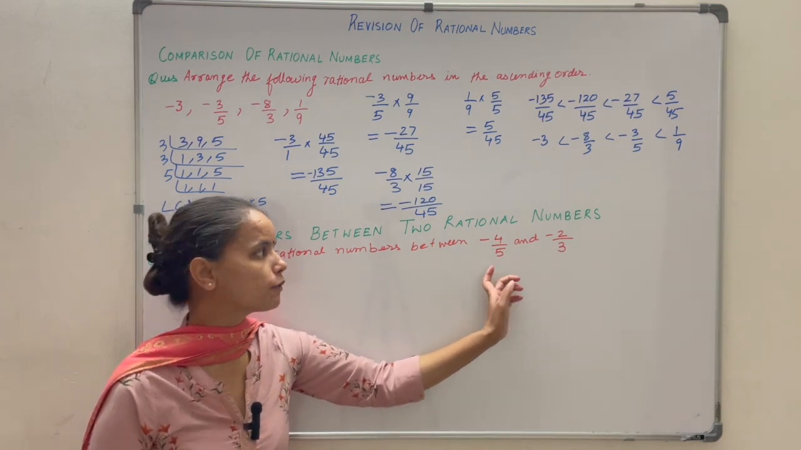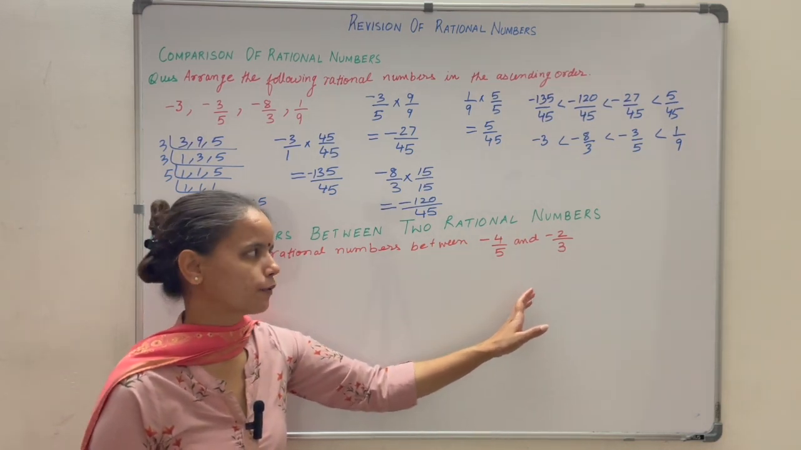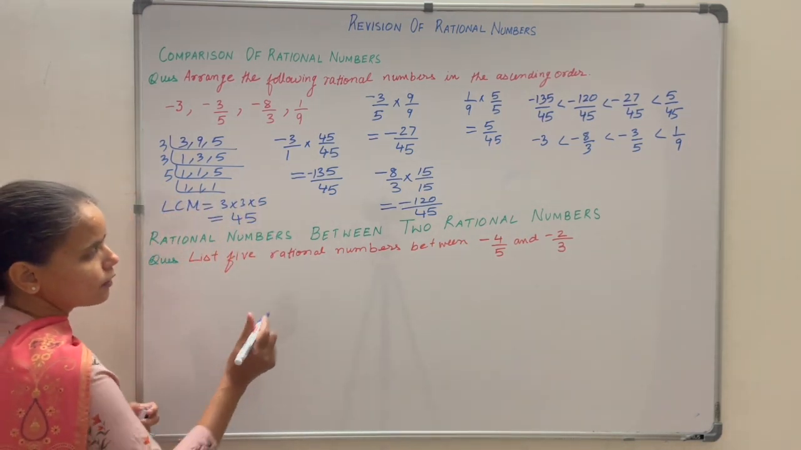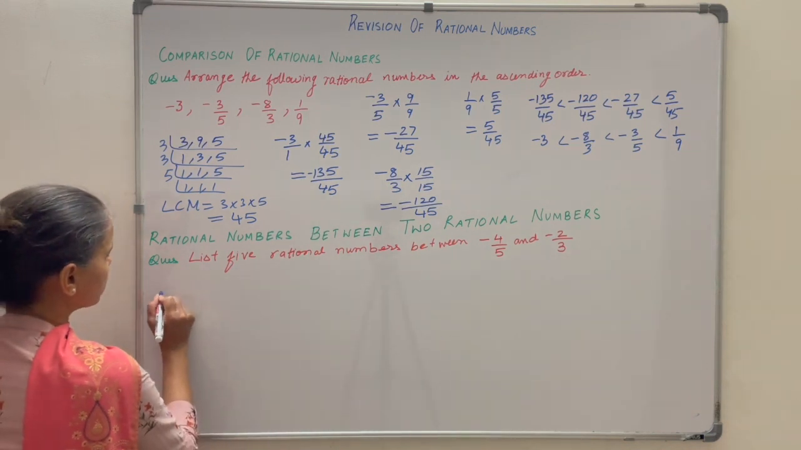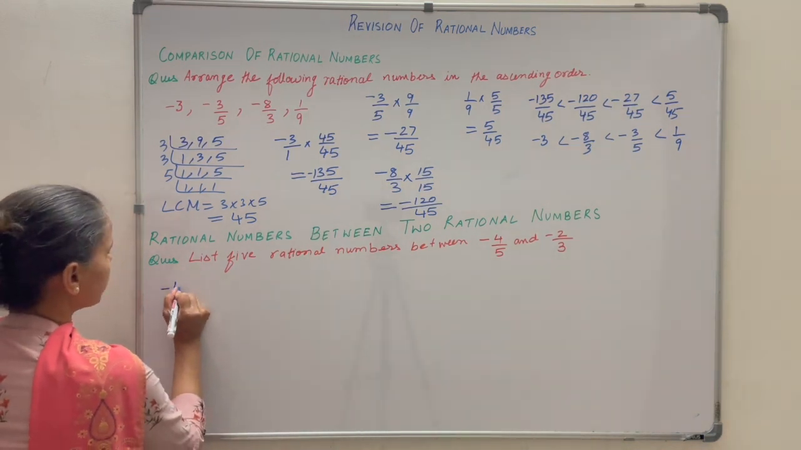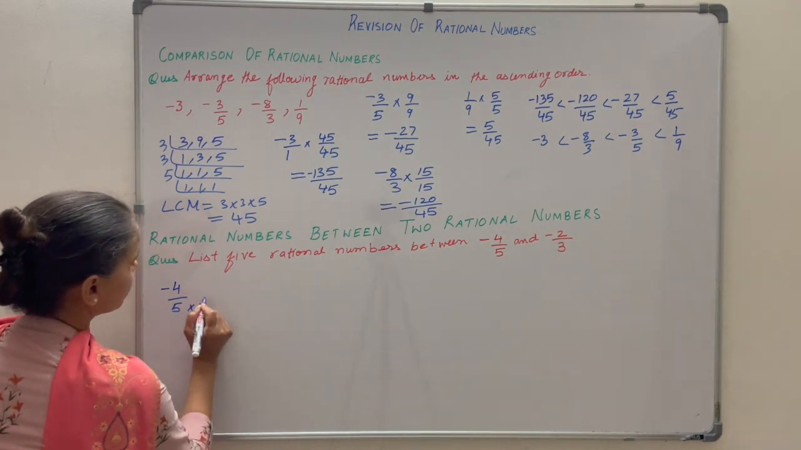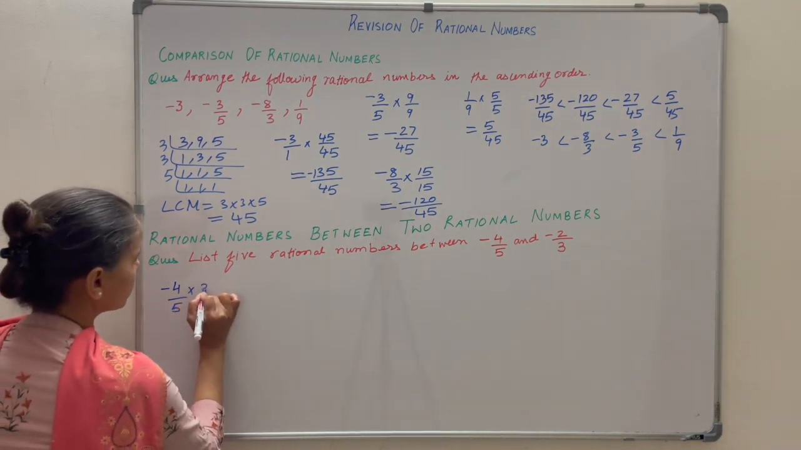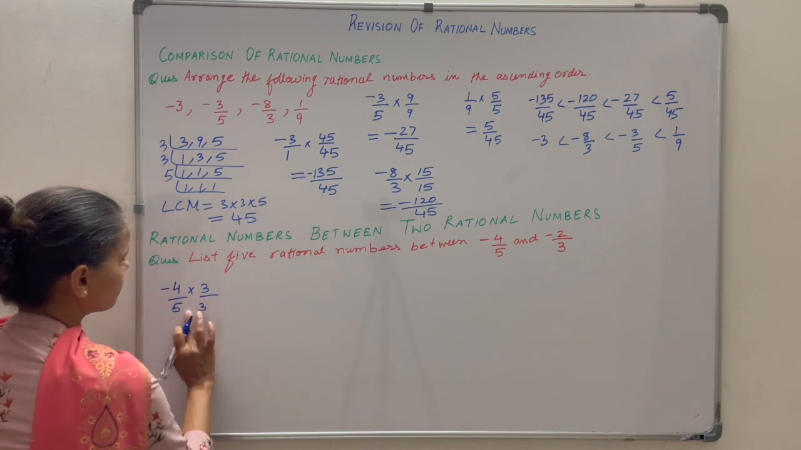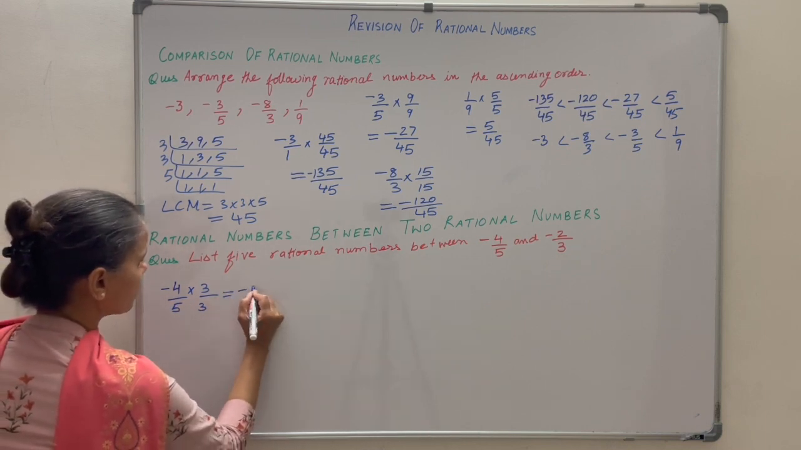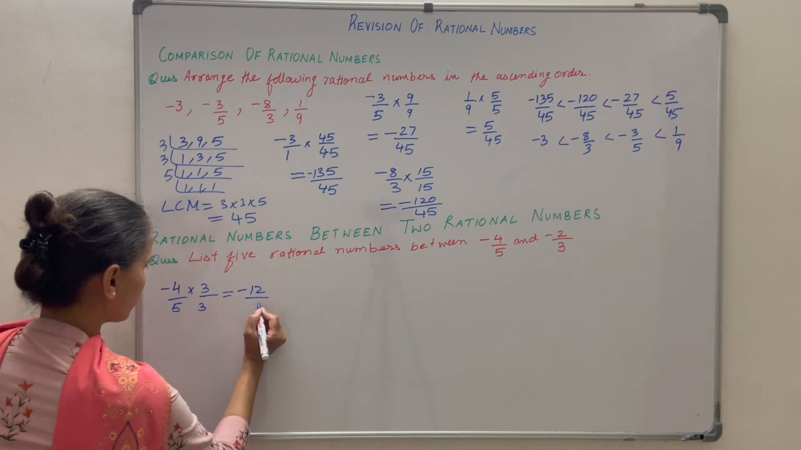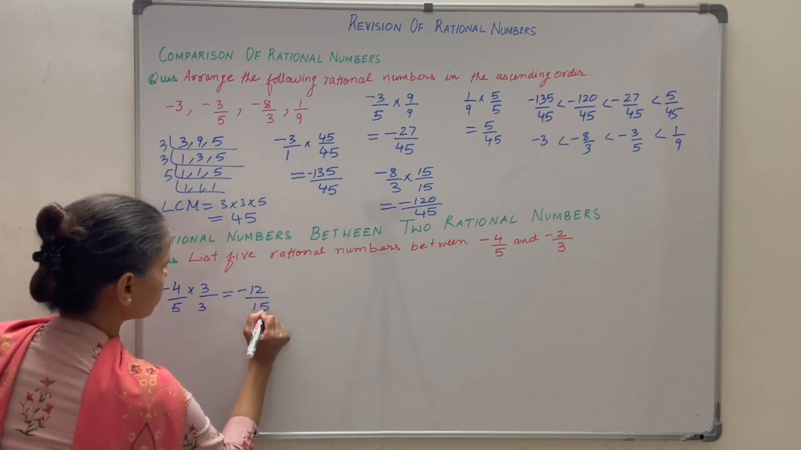So what is the LCM of 5 and 3? It is 15. So let us write down these rational numbers with the denominator 15. So minus 4 upon 5. To get the denominator 15, you are going to multiply both numerator and denominator by 3. So I have multiplied both numerator and denominator by 3. So you get minus 12 upon 15.